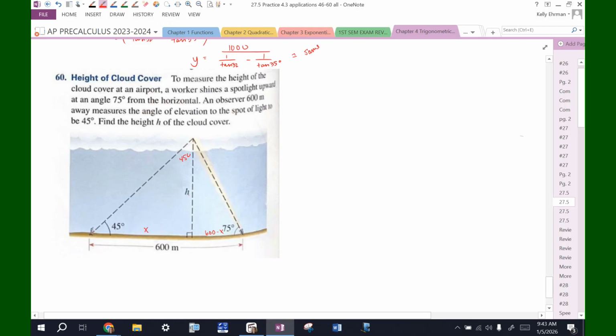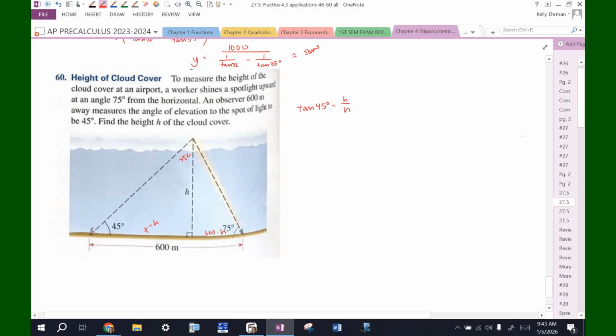So what do we know about x and h? We know that they're actually equal to each other. And that's kind of cool because instead of 600 minus x, this is 600 minus h. So we can make it a shorter problem instead of having two variables. So we could say that the tangent of 45 degrees is equal to h over h, which is really just 1, right? So we have tangent of 45 degrees is equal to 1.